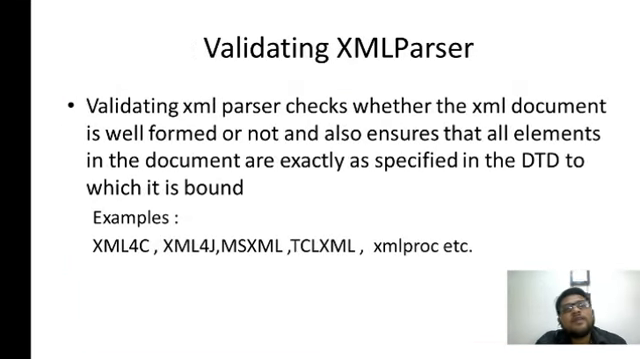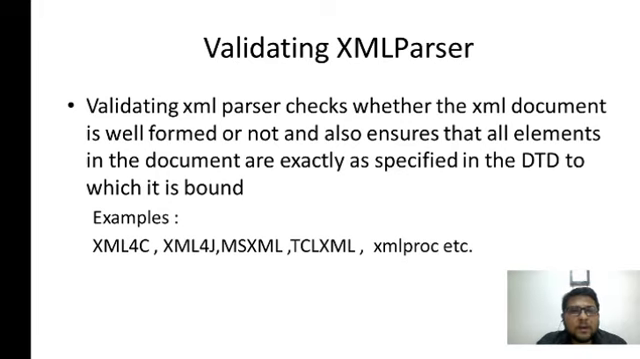But this is the validating XML parser. Validating XML parsers check whether the XML document is well formed or not. Like non-validating parsers, they check that, and also check whether the elements that we have declared in the DTD are exactly of the same specification as in the document. The XML code and the DTD will match. Whether in the DTD I have written item, and whether item is there in my XML code or not. Those are known as validating XML parsers.